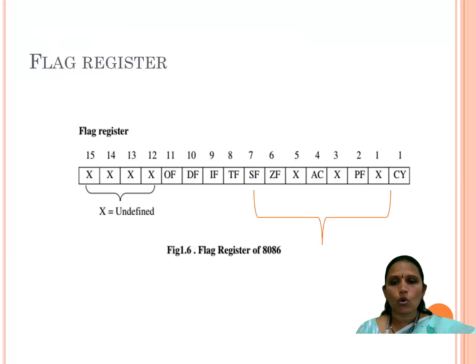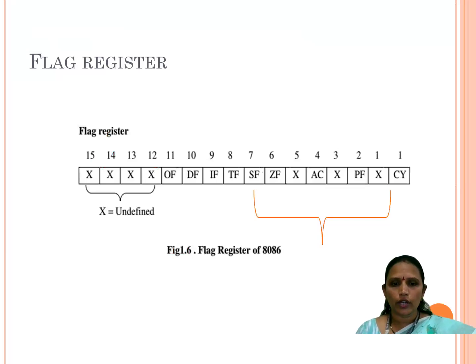Zero flag means that when the result after performing the ALU operations is equal to 0, then the particular flag will be set. That is the zero flag. And the sign flag indicates whether the result is positive or negative. And overflow means if you perform 4-bit ALU operations and the result is more than 4 bits, then the overflow flag will be set.